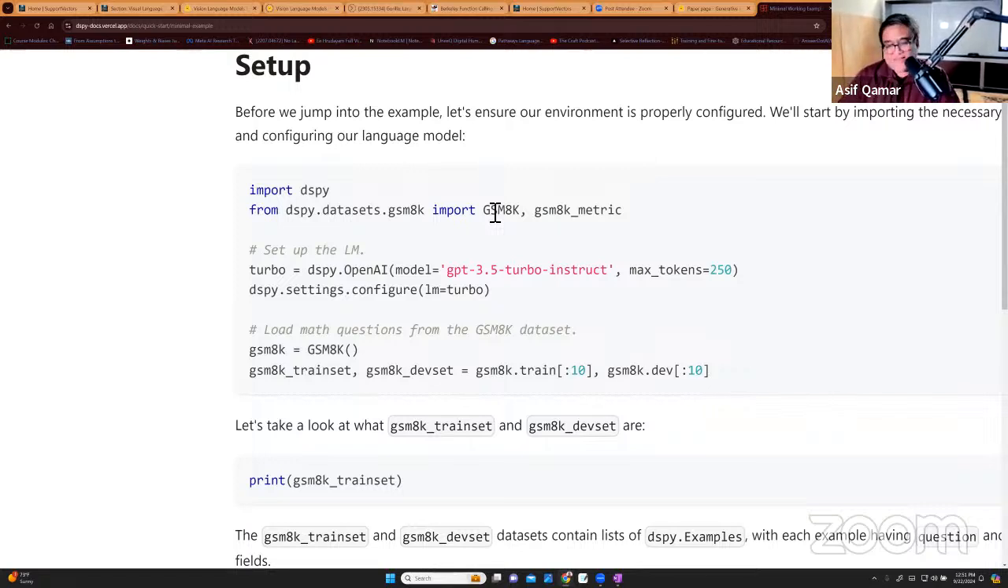Now this is the math data set. Load math questions from GSM 8K. Why do we want to do that? It's just supervised learning. That's what you do. You load a data set, split it into a training set and validation set, don't you? When you do supervised learning, you break it up into training and, they call it the dev set for some reason.